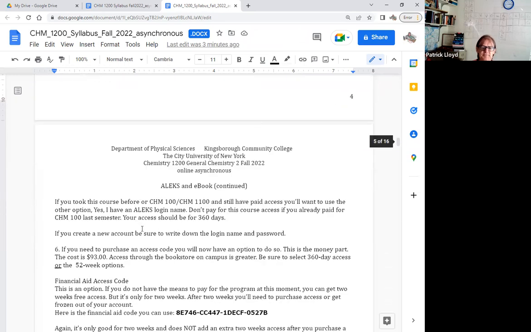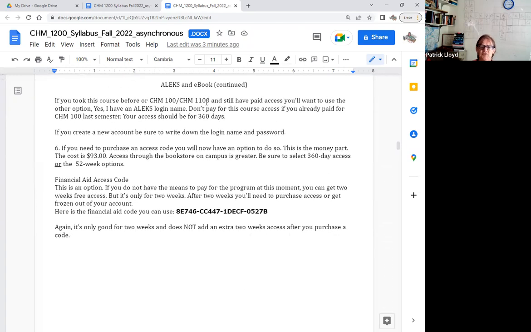Let's see. That's what it says here if you took the course before. All right. If you're creating a new account, make sure you write down your login name and write down your password. Okay, gotta have that. And then here's one issue: because it costs $93, sometimes it takes people a few days or a week or so to get money up to buy it, because you'll probably need to use either a credit card or PayPal.